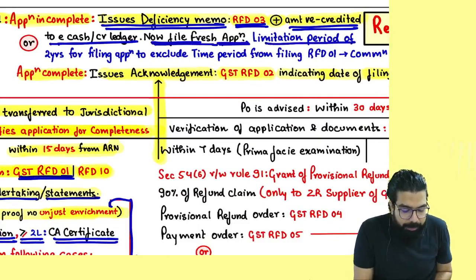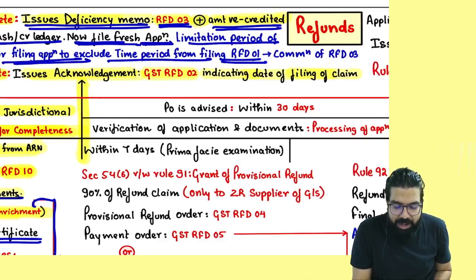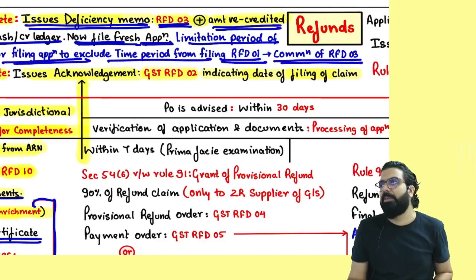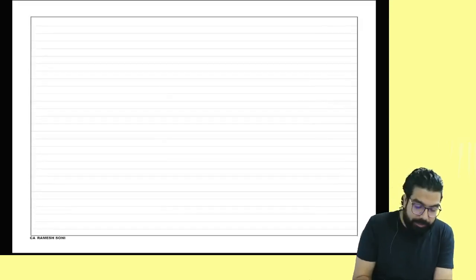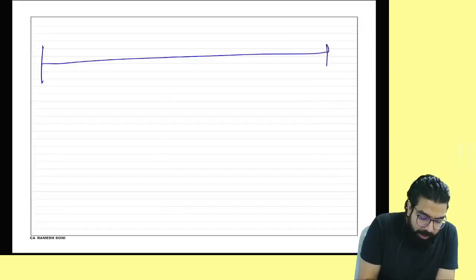Remember, the limitation period of 2 years will always exclude the time period from filing RFD 01 to the communication of RFD 03. What do you mean by this? Always remember one thing. Supposing this was the relevant date.